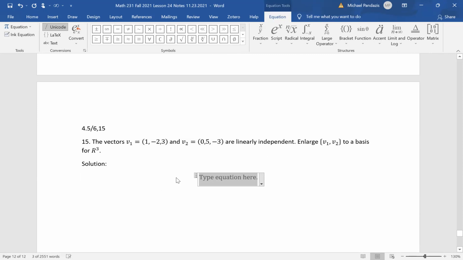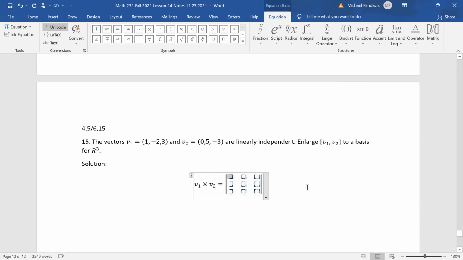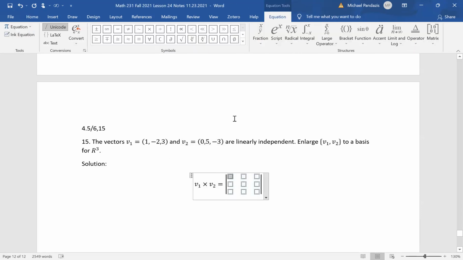Okay, so let's find a vector that's not in the span of v1, v2. Let's take the cross product of v1 and v2, because the cross product is a vector that's perpendicular to both v1 and v2. Since it's in the vector space perpendicular to the plane through those two vectors, it's linearly independent with both v1 and v2.